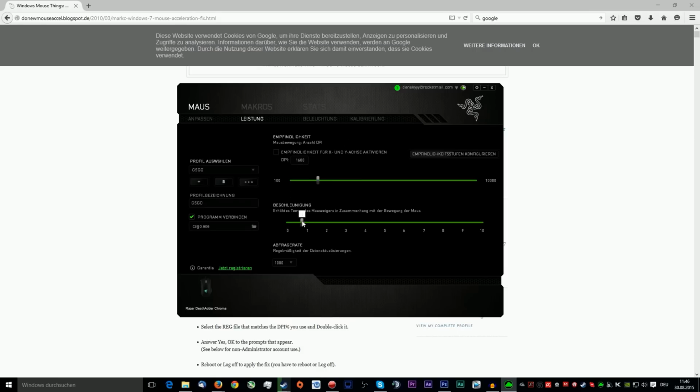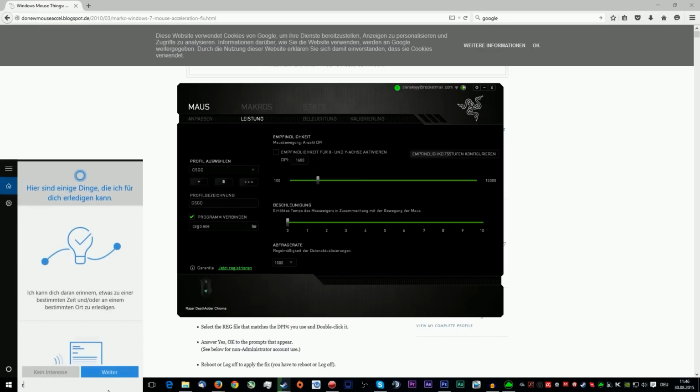For me right here again, the acceleration is disabled all the way to zero, and I have a DPI of 1600, which might be very high for a couple of people right here, and I will talk about that in a second when we're skipping over to our next point, the DPI and in-game sensitivity formula.